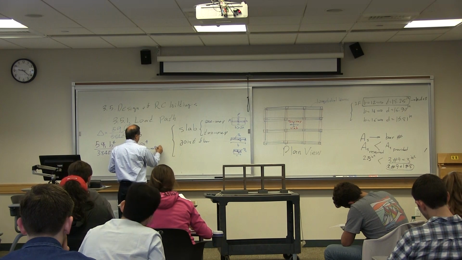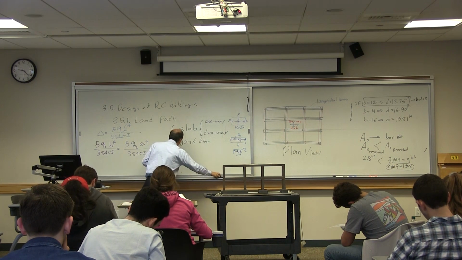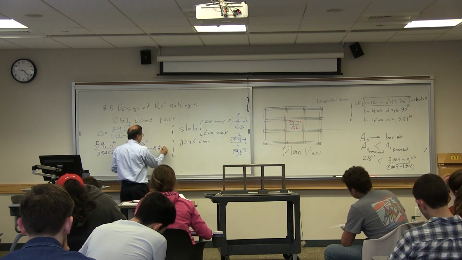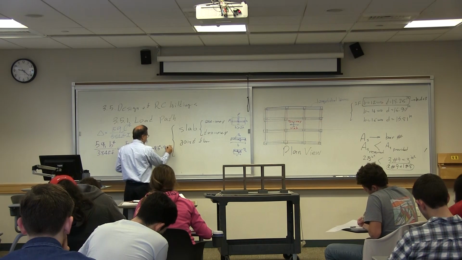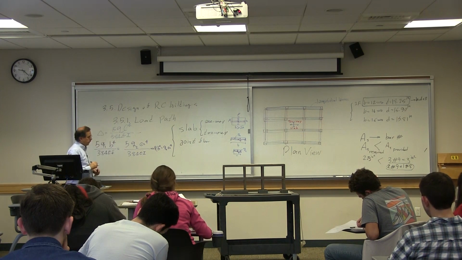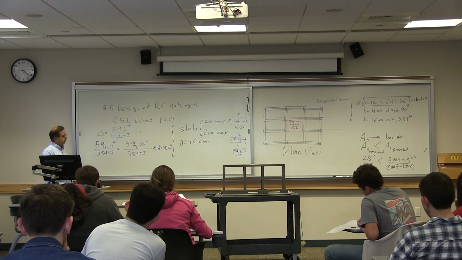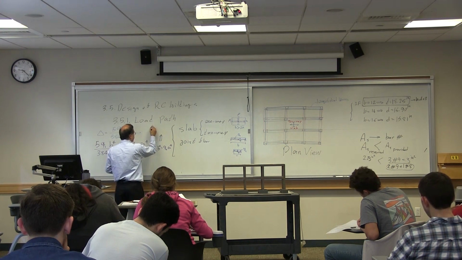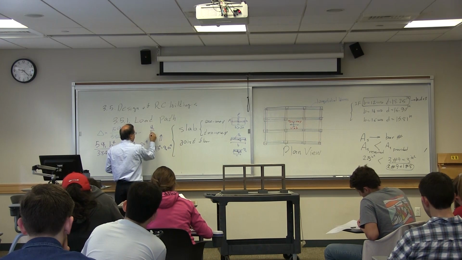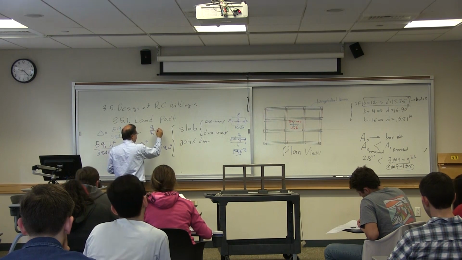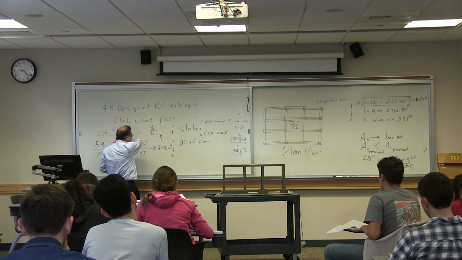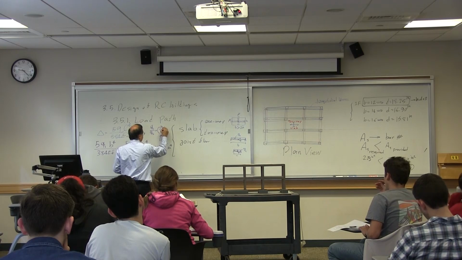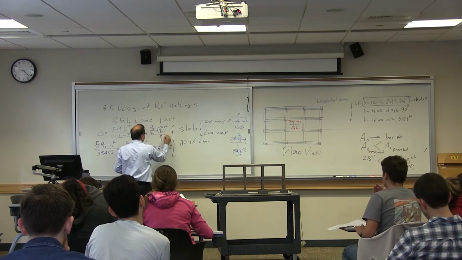Q1 B to the power of 4 is equal to Q2 A to the power of 4, or Q1 divided by Q2 is equal to A divided by B to the power of 4.